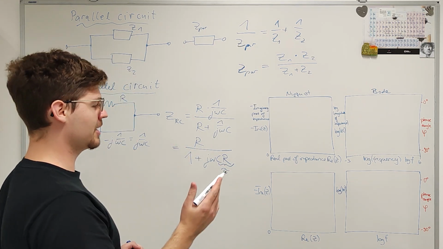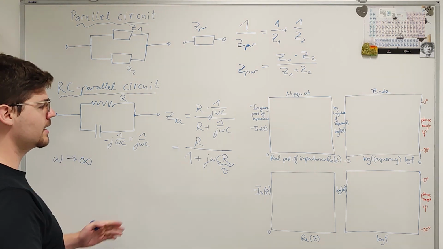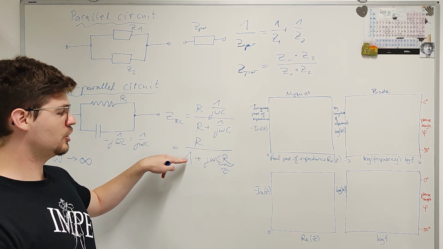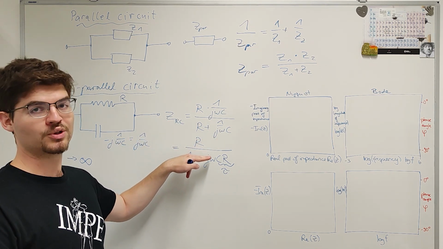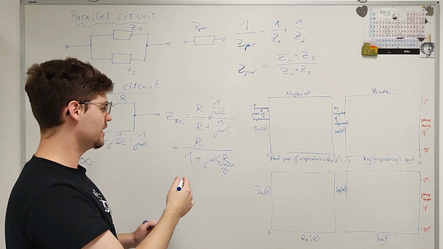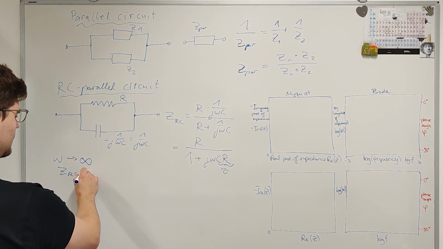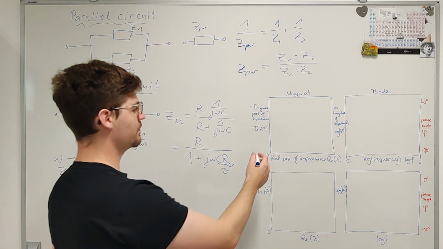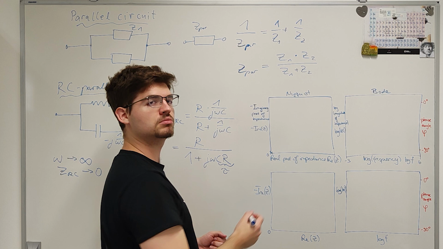First, let's look at very high frequencies. Omega approaches infinity. This term will become very small, because the omega gets very large, the denominator tends towards infinity, and this entire term, ZRC, will tend towards 0, because we have a finite value in the numerator and an infinite value in the denominator. So for omega to infinity, ZRC goes towards 0. So let's plot this immediately. We know that for very high frequencies, we're going to end up here, at 0.